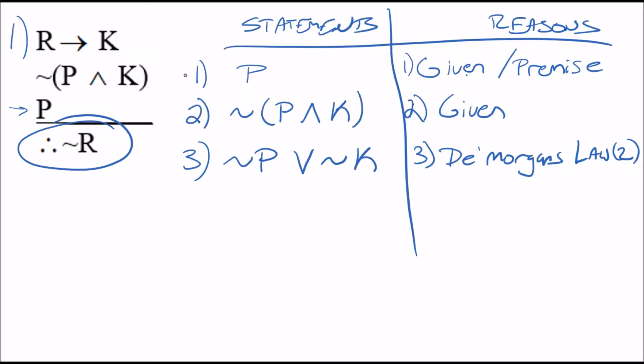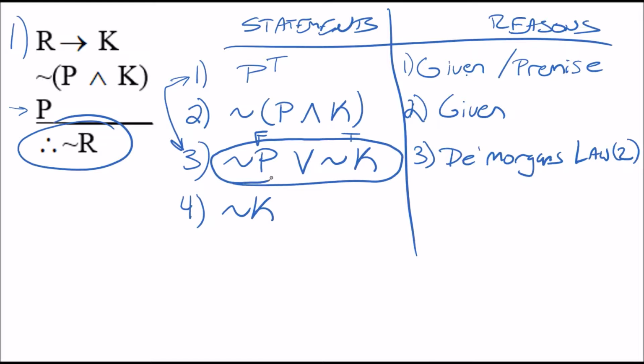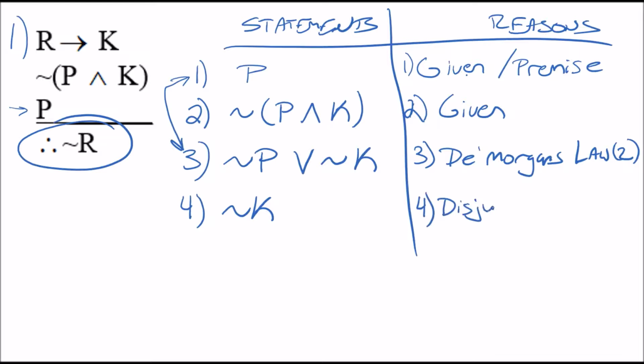Now combining lines 1 and 3 here, if P is true, that means that not P has to be false, which means that not K would have to be true in this case if that's an OR statement. Because in order for an OR statement to be true, one of those has to be true. So if not P is false, then not K has to be true here. So if we have not K, the reason we got that is by disjunctive inference from lines 1 and 3.